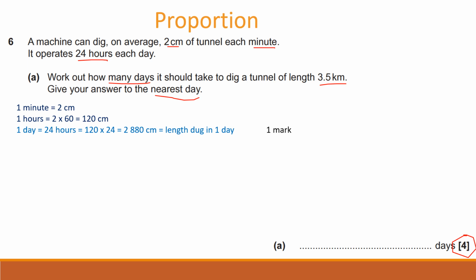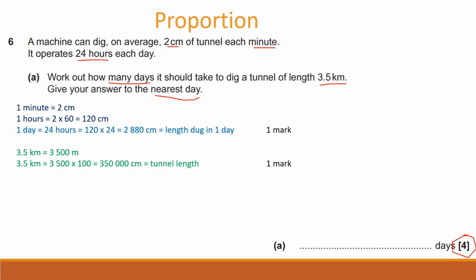Now the next bit, we're going to need to convert this 3.5 kilometres into centimetres, so we're in the same units. So 3.5 kilometres is the same as 3,500 metres, just by multiplying by 1,000, because we all know that 1 kilometre is equal to 1,000 metres. I then need to convert back to centimetres by multiplying by 100, because there are 100 centimetres in 1 metre, which gives me 350,000 centimetres, which is the length of the tunnel, which is your second mark.